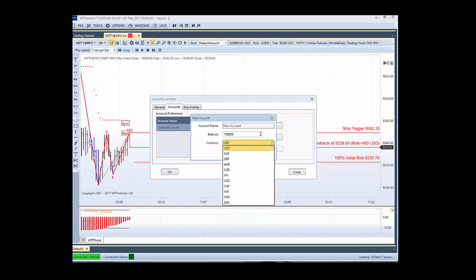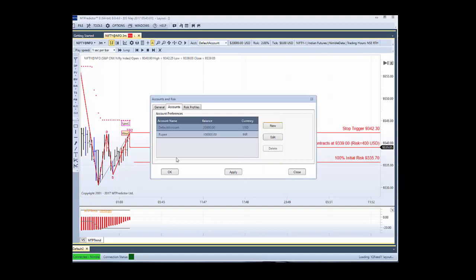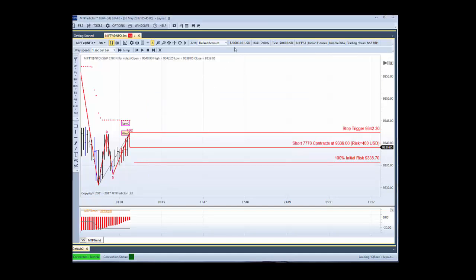100,000, and let's do that in rupees. Where's rupees? INR. There we go. Right, so let's do that account. Let's apply it and then do OK. And now you can see on our drop down here we can now have an account in rupees. So rather than doing our position sizing in dollars, we now do it in rupees, and there's our position sizing in rupees.